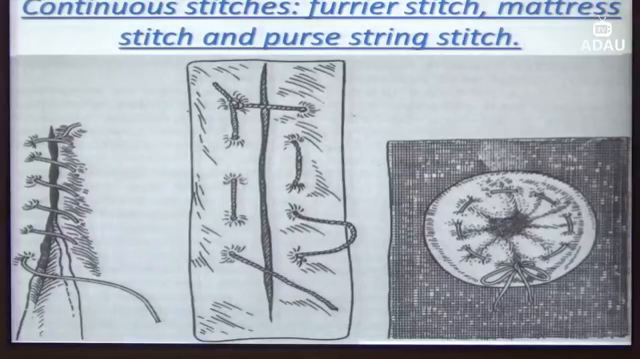In continuous stitch, we can see Fourier stitch in the first picture, matrix stitch in the second, and purse string stitch in the third. Purse string stitch: when we want to operate on resection of the rectum, we should apply purse string stitch with small wounds.